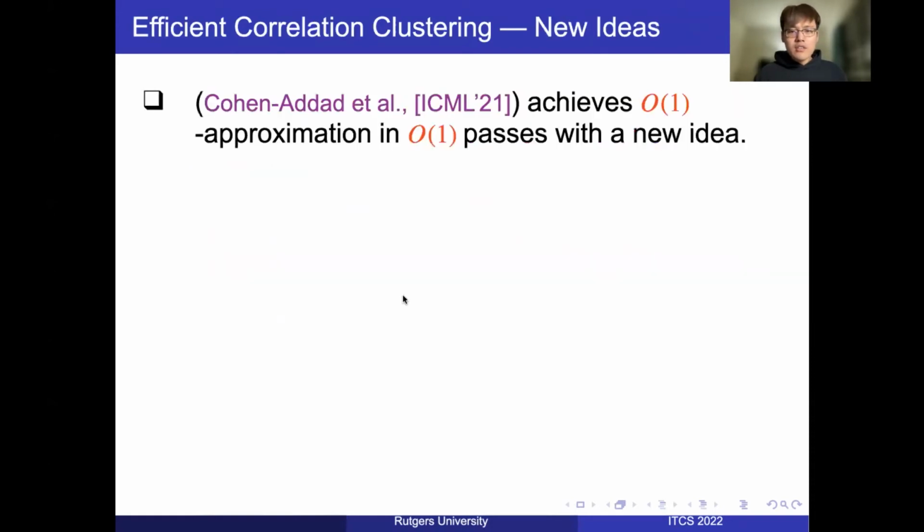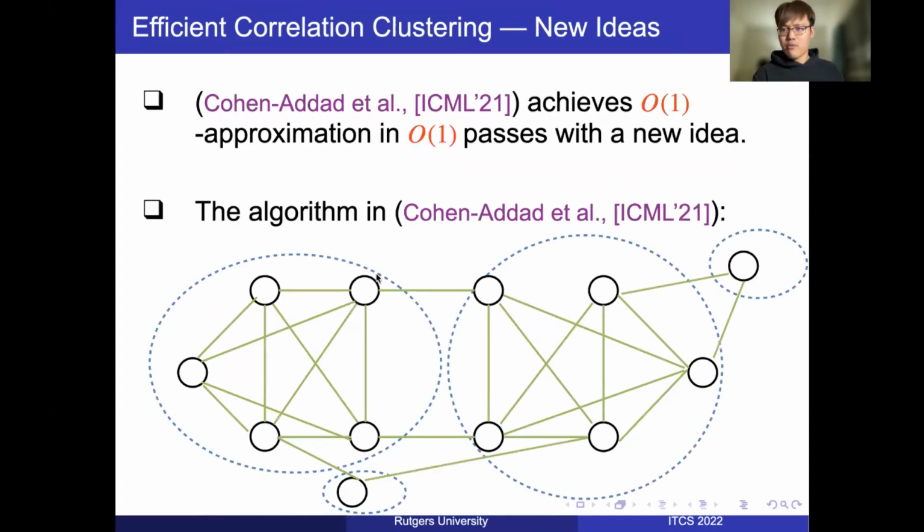Okay. So in the recent paper by Cohen et al., they actually achieved constant approximation in 6 passes with a new idea. Without diving into the details of their algorithm, the high-level idea is to cluster different vertices based on the density of their edge connectivity. In particular, for a graph as shown in the picture, let's say there is a 5-clique here, almost a 5-clique here, and 2 standalone vertices. It will put the almost cliques in clusters and the standalone vertices into singletons. Okay, so why is this good?